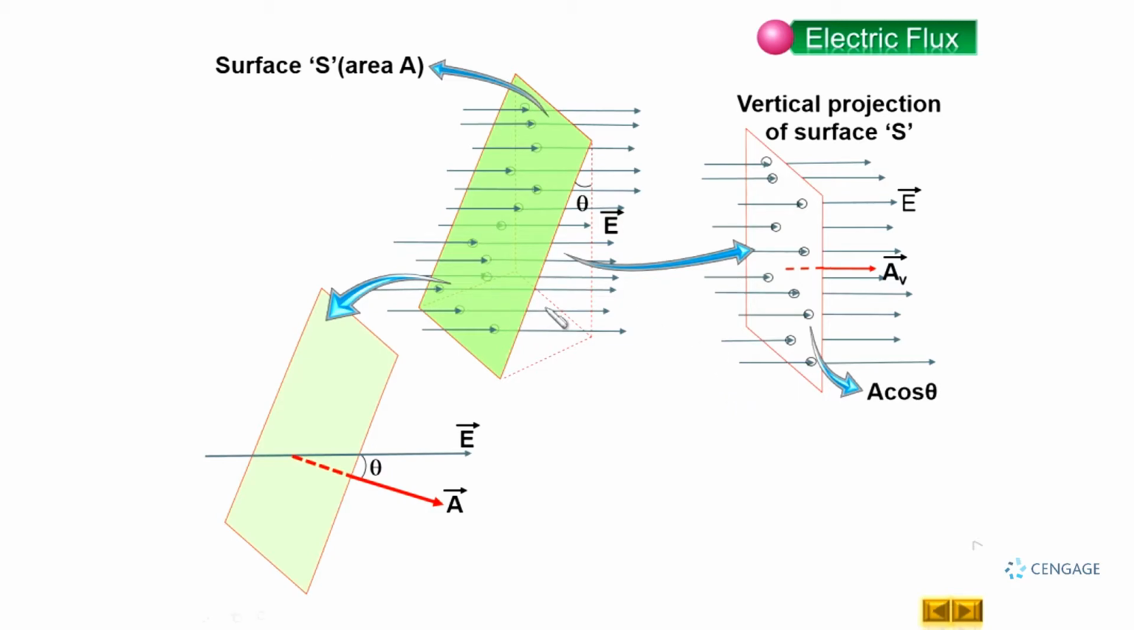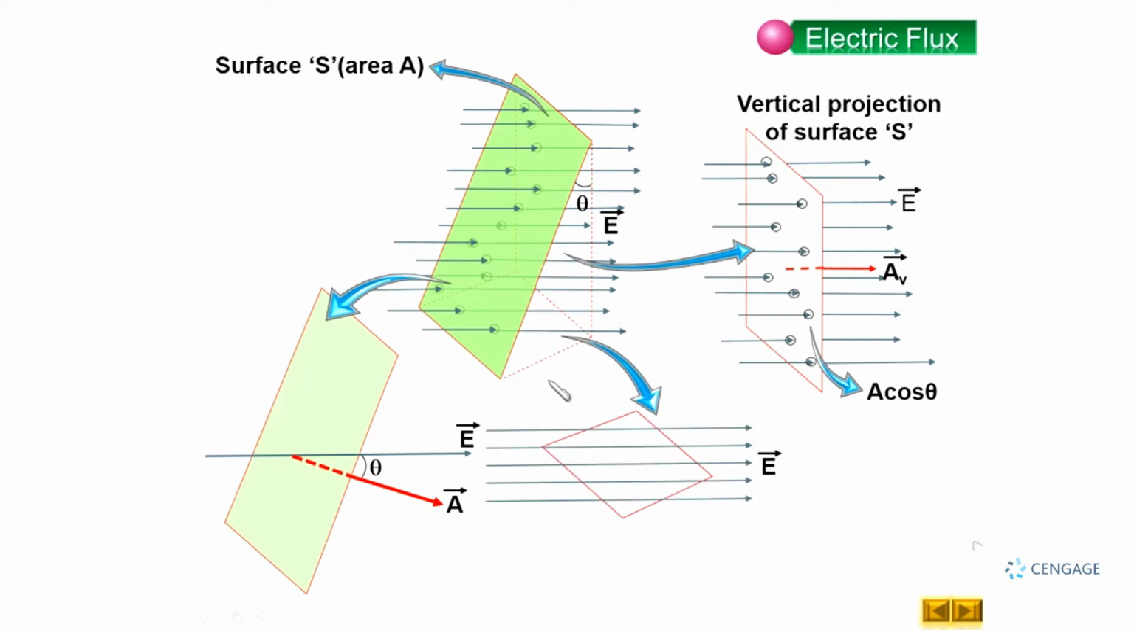Let us come to the horizontal projection. Here you can observe this will be the horizontal projection. Let us make this horizontal projection separately like this. This is the direction of the area vector, because the area vector is perpendicular to the surface, so it is in the upward direction. So let us write this as the horizontal projection, and the magnitude of this horizontal projection should be equal to, this is A, this angle is theta, so this is equal to A sin theta.